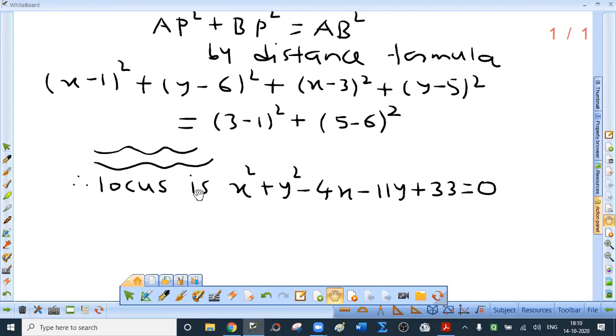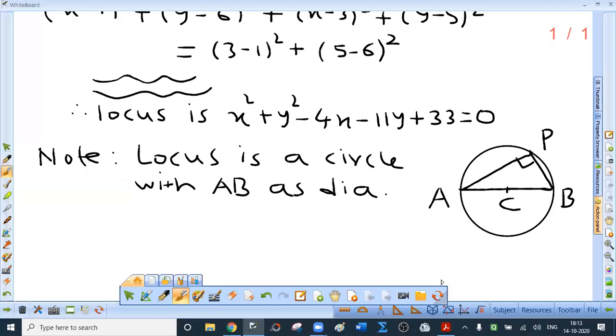A good student will write a note after this that locus is a circle. Locus is a circle with AB as diameter of the circle. You should know from geometry, angle inscribed in a semicircle is a right angle. So if possible, draw this sketch also. So locus is a circle with AB as diameter. Angle inscribed in a semicircle is a right angle.